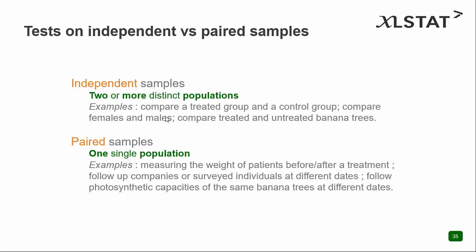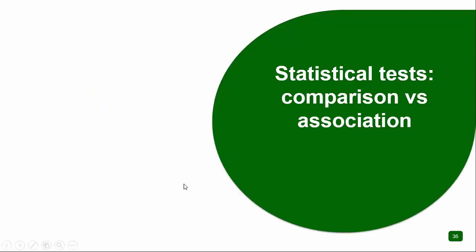So this is the main difference between both. There are tests that are adapted to independent samples, and there are other tests adapted to paired samples. So we talked about the opposition between non-parametric and parametric tests, the opposition between paired and independent samples. Now I will talk to you about the opposition between comparison and association tests.